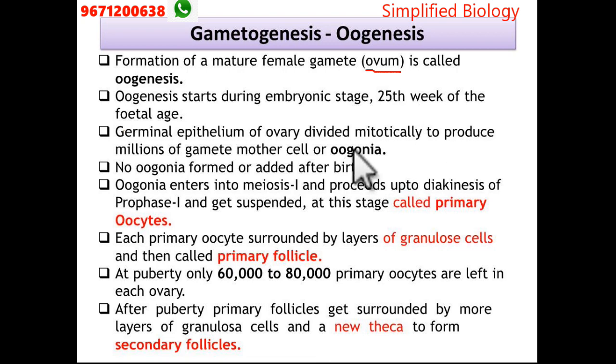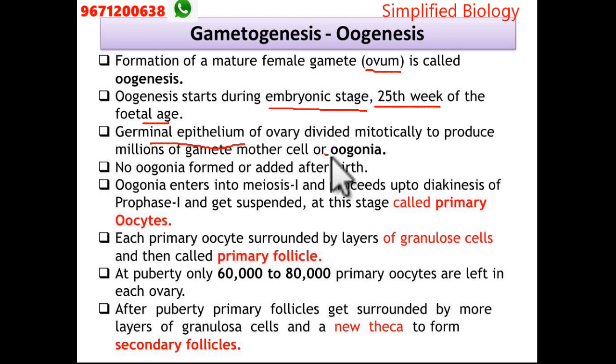We are going to discuss that oogenesis starts during the embryonic stage. First of all, remember, oogenesis takes place during the embryonic stage, in the 25th week of fetal age. Clear? Second, the outer covering, named the germinal epithelium, divides mitotically to produce, that means 1, 2, 2, 4, right? Clear?